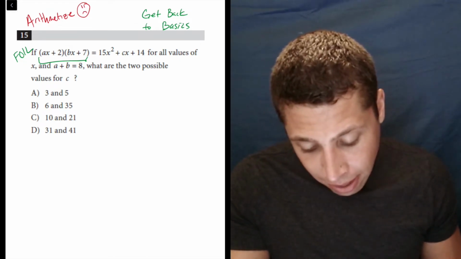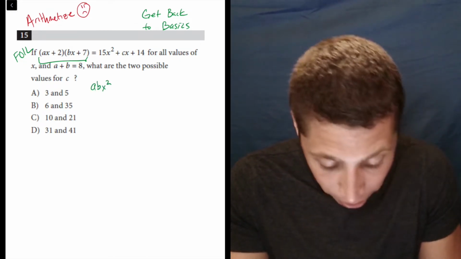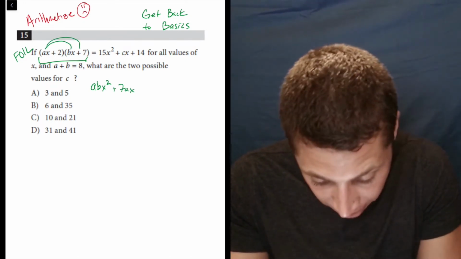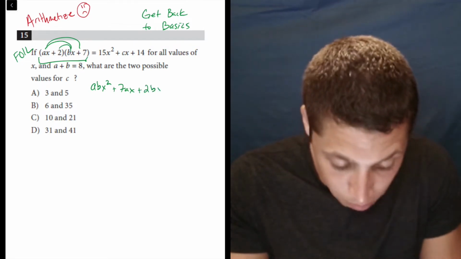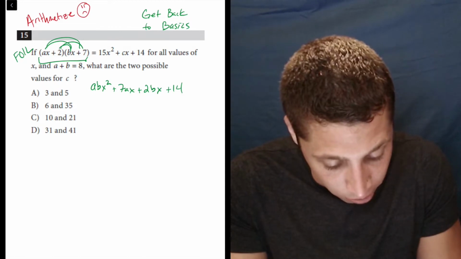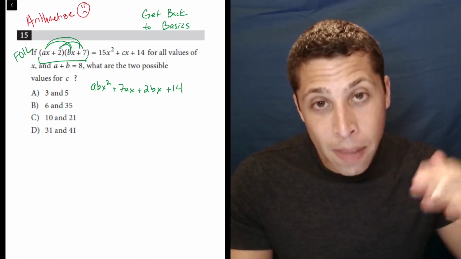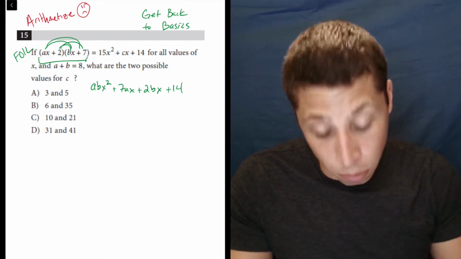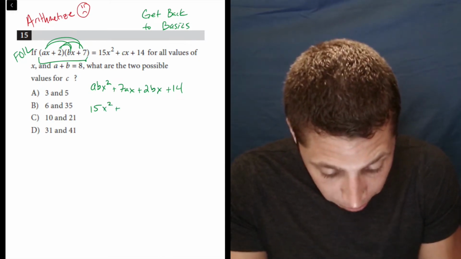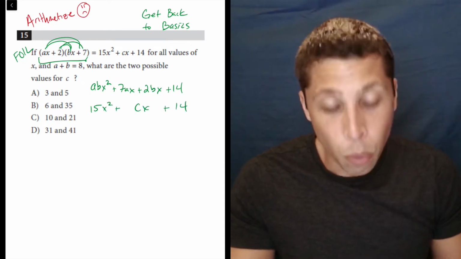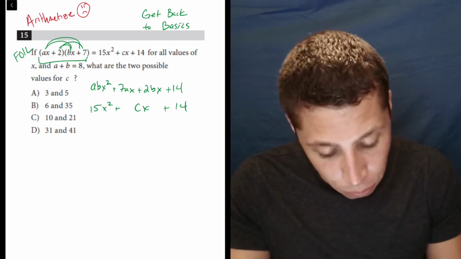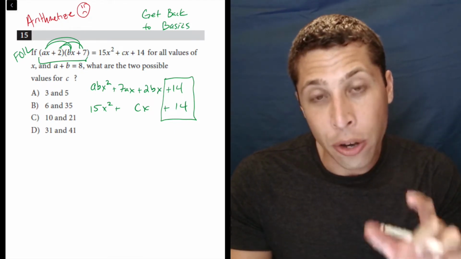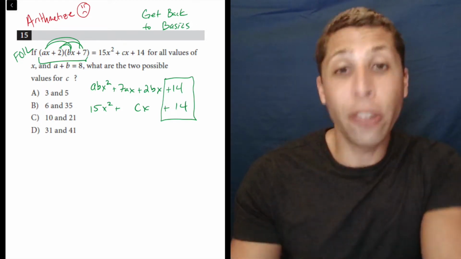All right, so ax times bx is abx squared. That's then ax times 7 is 7ax. Then 2 times bx is plus 2bx. And 2 times 7 is 14. And I'm not going to write this other equation next to this one. I'm going to write it below. 15x squared plus cx plus 14. We can see where things line up, right? The two 14s obviously match. But this is why we couldn't arithmetize: we need to see the other stuff that matches.